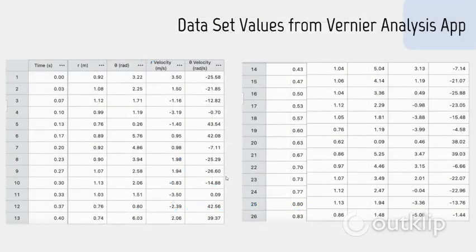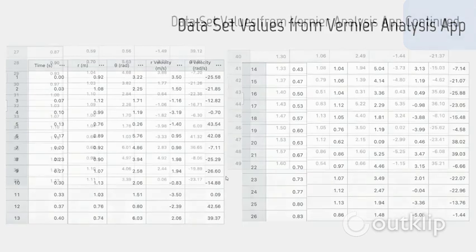In this slide and the next, it displays all the numerical data obtained by the Vernier app while the ruler was in motion. And by using the data obtained, we were able to input the numbers into Excel and graph the results that were previously shown.